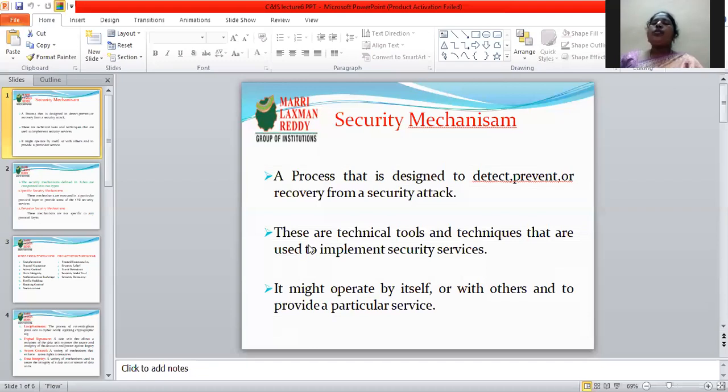The technical tools and techniques that are used to implement security services also. It might operate by itself or with others to provide a particular service. Here, the number of technical tools, technologies and techniques that are used to implement security services, and also detection of security attacks, prevention of security attacks, and recovery from security attacks. That is the work of security mechanisms.